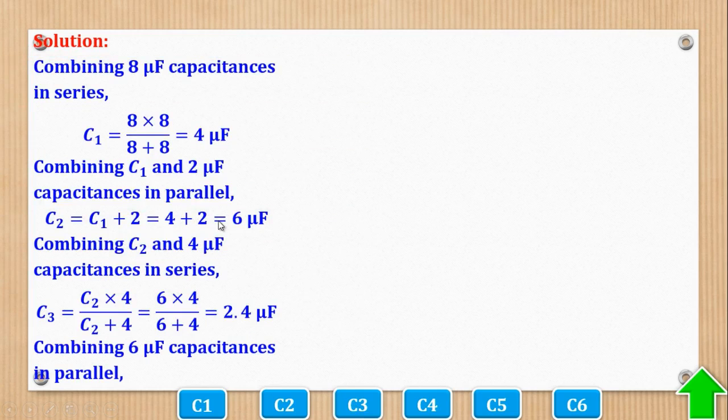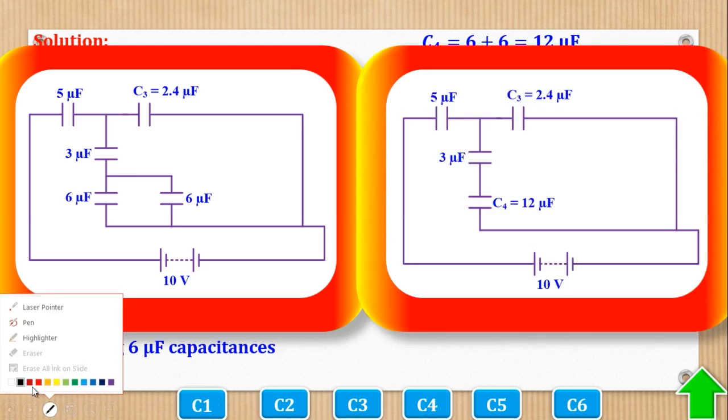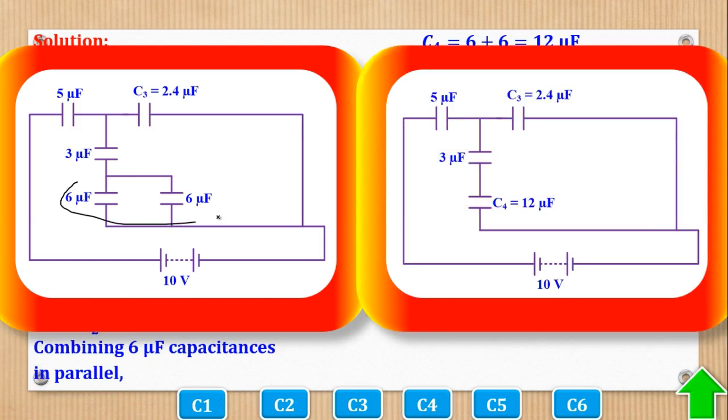So next we are going to combine the 6 microfarad capacitances in parallel. So we are going to combine these ones, these 2 which are in parallel. When you combine, you shall add them to come up with 12 microfarad. So that means that now these 2 have been combined in to give you 1 capacitance, which is this.